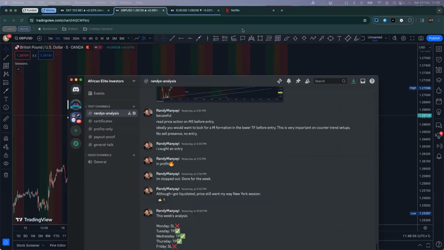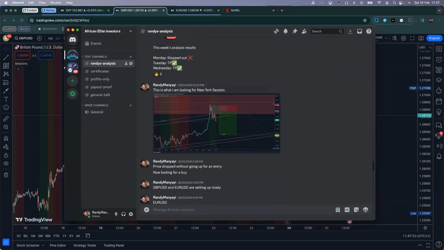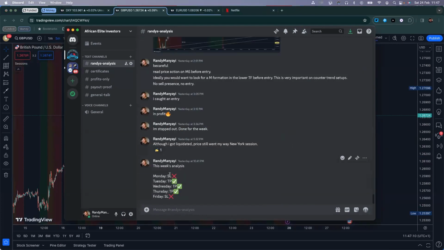I'm actually gonna pull up the Discord here. These are all the analyses that I sent to the group. This is how they performed. Monday, I was stopped out. Tuesday, we won. Wednesday, we won. Thursday, we won. And Friday, I got stopped out because I was counter-trend trading and I got stop hunted.